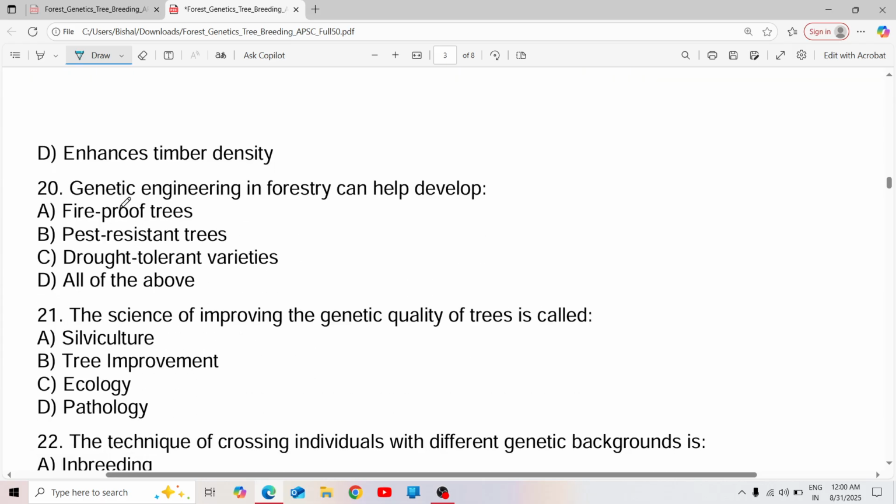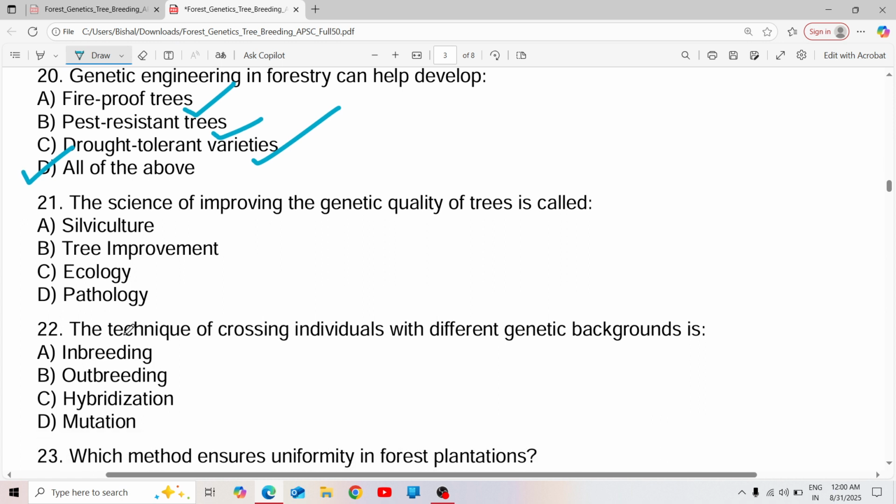Question number 20. Genetic engineering in forestry can help to develop fireproof trees. Yes, it is also true. Pest resistant trees, this is also true. And drought tolerant varieties, this is also true. So all of the above is correct.